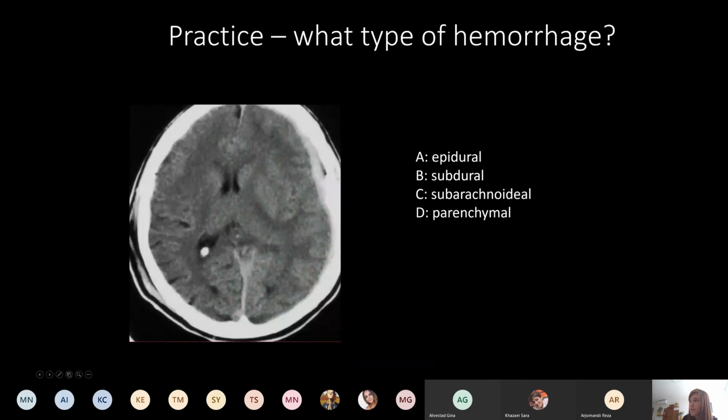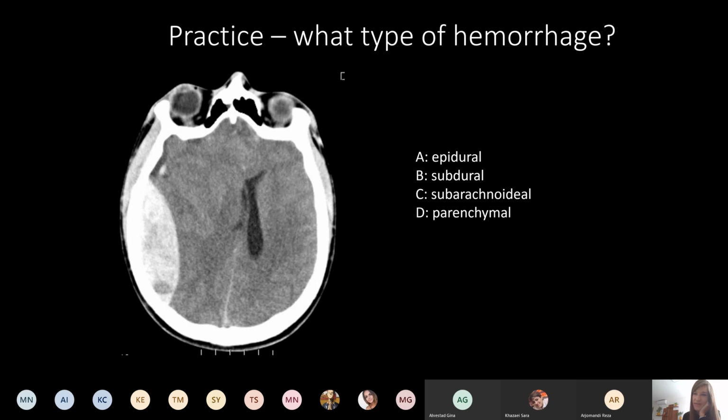Okay, a few more practice cases for the end of the presentation. So what kind of hemorrhage is this? Again, someone can tell me. Epidural, subdural, subarachnoidal, or parenchymal? Subdural? Yes, correct. This is a subdural hemorrhage on the left side on native brain CT. Well done. Next one. What kind of hemorrhage is this one? Epidural. Yeah, correct. This is an epidural hemorrhage on the right side on this native brain CT.